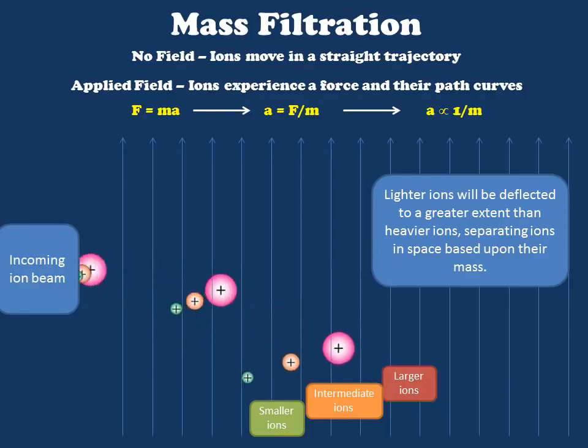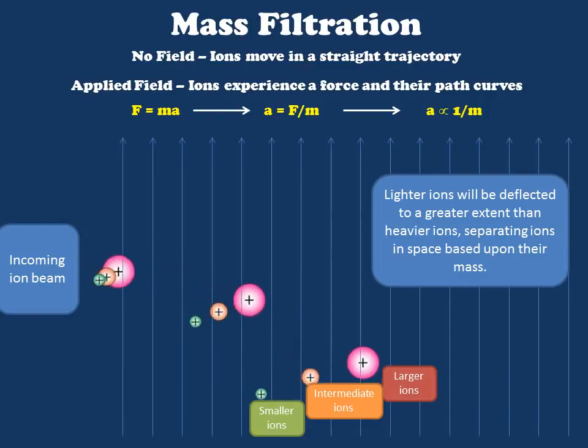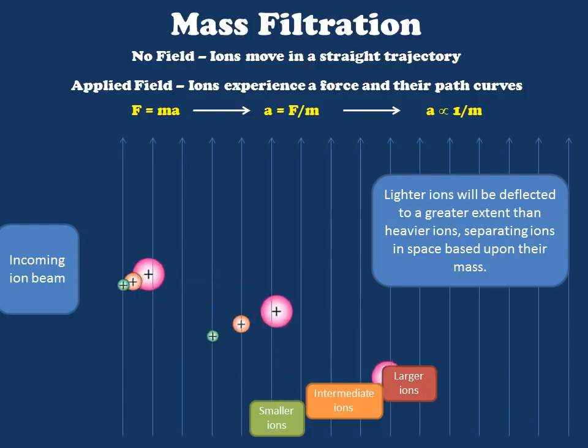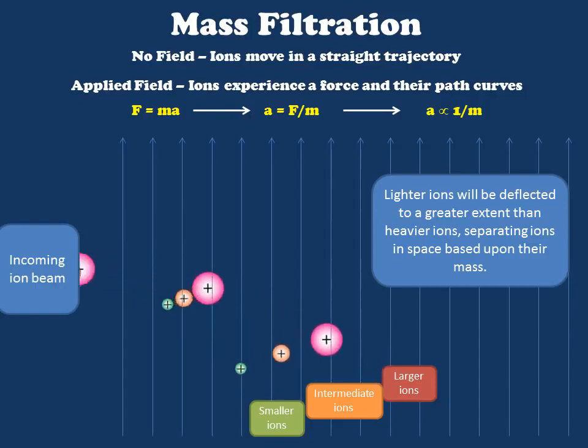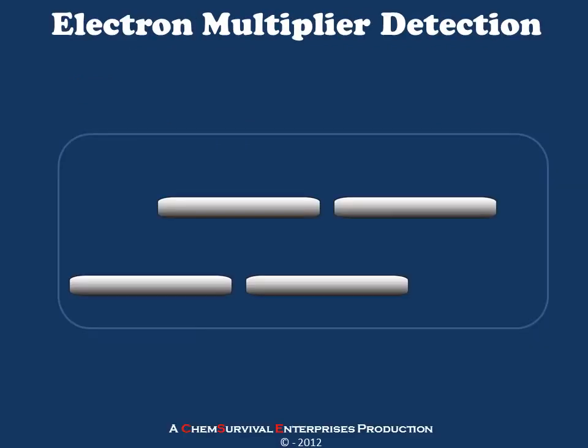So now that we have separated our ions in space, we need to bear the burden of detecting exactly where they have gone so that we can then back calculate their masses. One method of detection which is frequently used in mass spectrometry is the electron multiplier. An electron multiplier is a series of special plates known as dynodes, represented here by these gray colored bars.